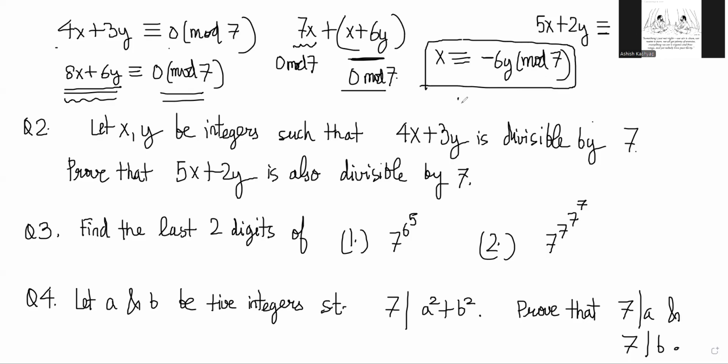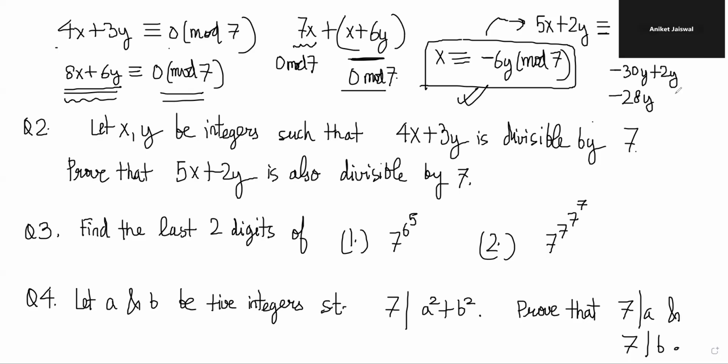Once we got x is congruent to minus 6y mod 7, we put it here, right? So we'll say minus 30y plus 2y. So it is minus 28y. Of course, 0 mod 7. Hence we have proved that this thing is also 0 mod 7.